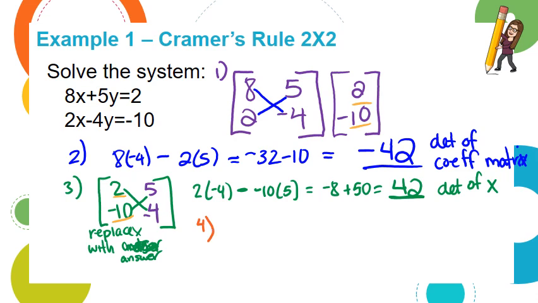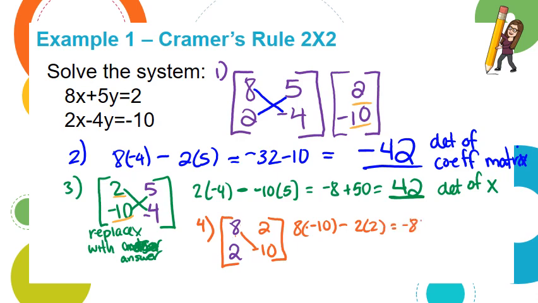Okay, step 4, now I need to deal with my y's, which means the x's are going to stay the same. I'm actually going to try to color coordinate here a little bit. So we keep the x's from our original matrix, but now what's new is I'm going to put the answer matrix in for y. I now want to find the determinant, so I'm going to have 8 times negative 10, subtract 2 times 2, so that gets me to negative 80 minus 4, so that gets us to negative 84. Important number.